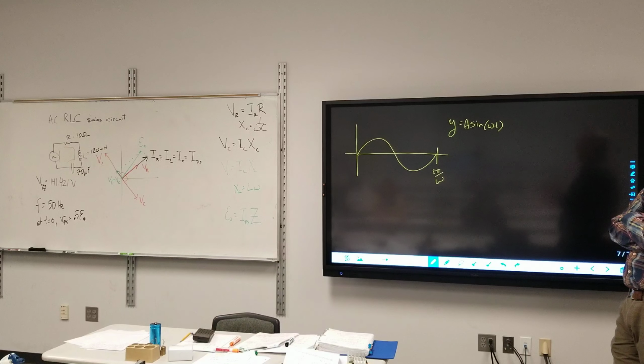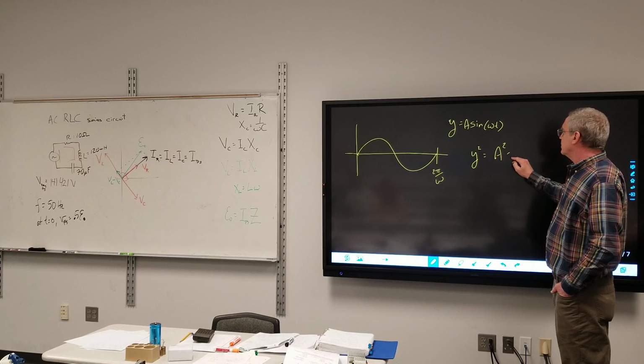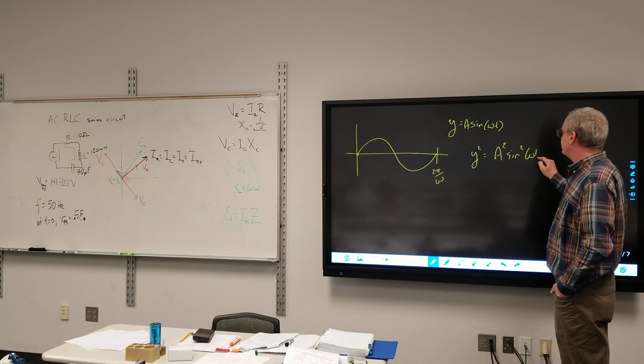Yeah. So when we want to come up with an average, just doing a straight up average doesn't help a whole lot. What we need to do is make everything positive. We want to know what an actual average value is. And so what they do is they square it. So we look at y squared, which would be a squared sine squared omega t. And that plot, assuming the amplitude is 1 in my drawing, will look kind of like that.